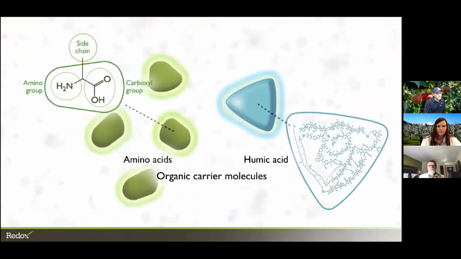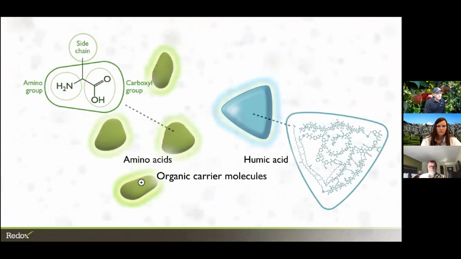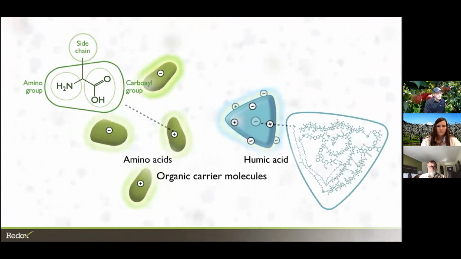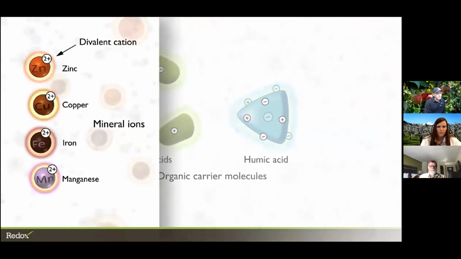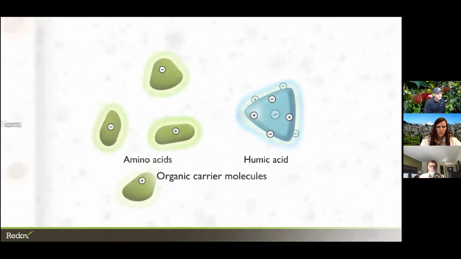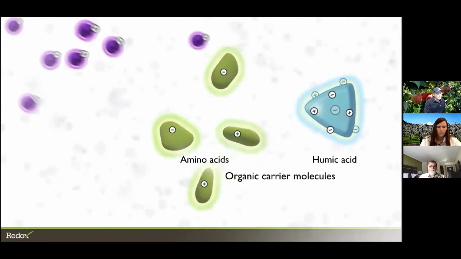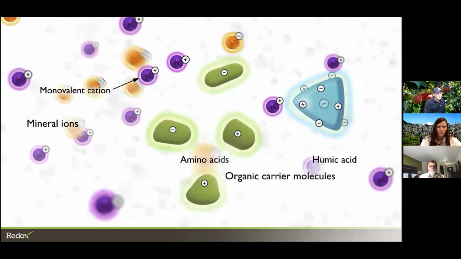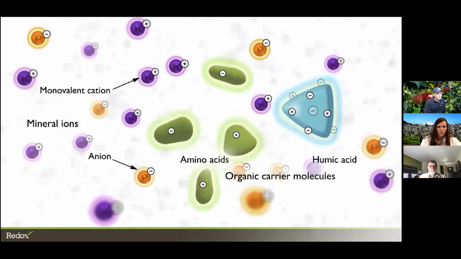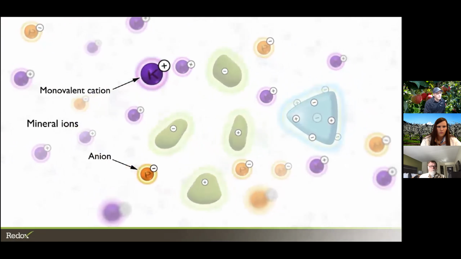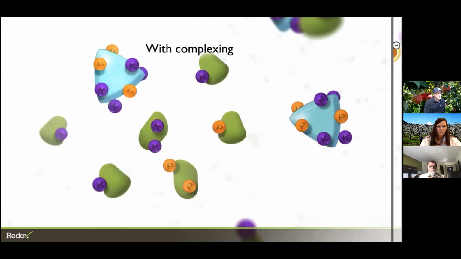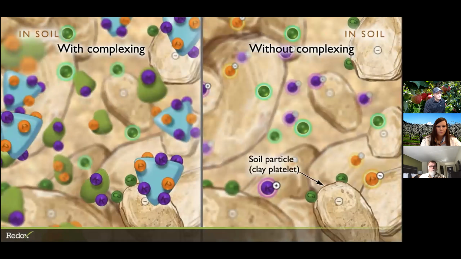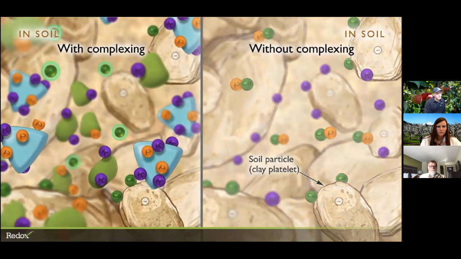Complexing is a process that uses organic molecules as carriers. These carrier molecules can have positive or negative net charges. While chelation focuses on divalent cations, minerals with 2 positive charges, complexing focuses on reacting carrier molecules with monovalent cations and anions. These are minerals with a single positive charge or negative charges. By forming complexes, nutrients are protected from reacting with other molecules and are readily available to the plant.